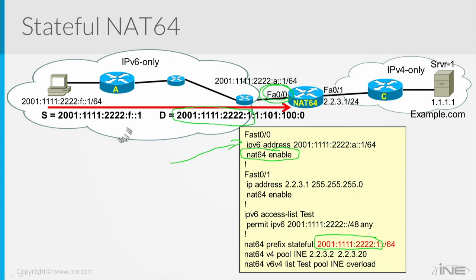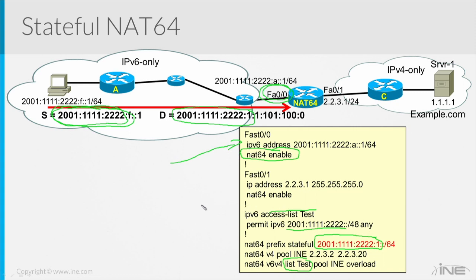Great. Now he says, okay, let me check the source address of this packet. I'm only going to translate packets if they match the access list called test. Here's the access list called test, which says I will only translate packets if they came from this /48. Well, sure enough, the first 48 bits of the source address do match that. It says, okay, great, I am allowed to translate this packet. So the destination matched what I was looking for, and the source matched my ACL, so I'm allowed to translate it.